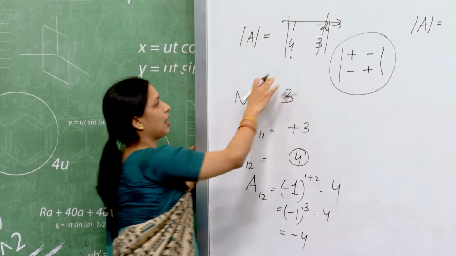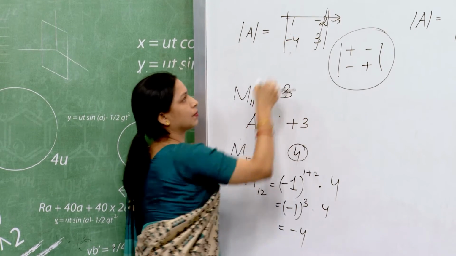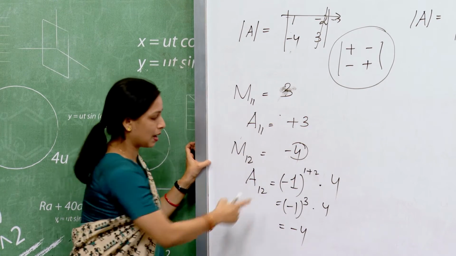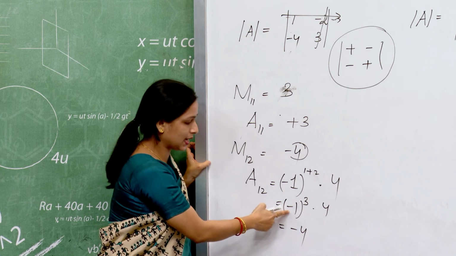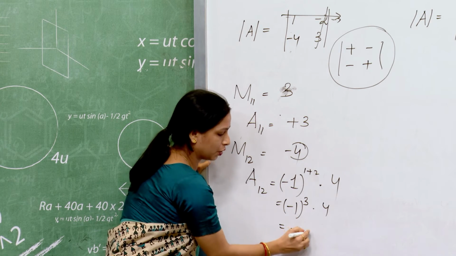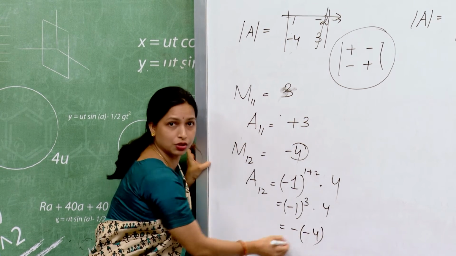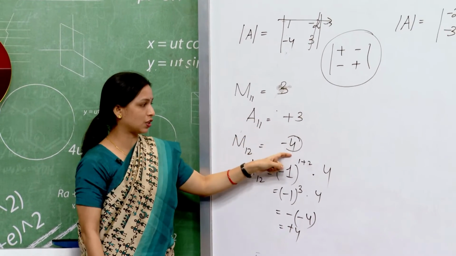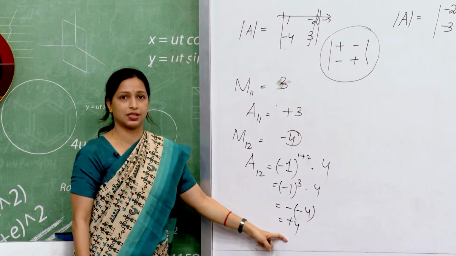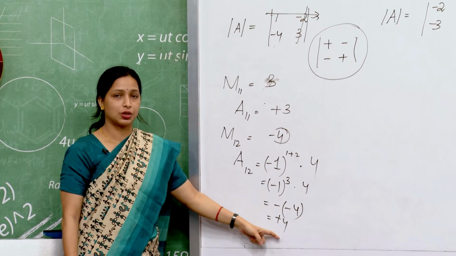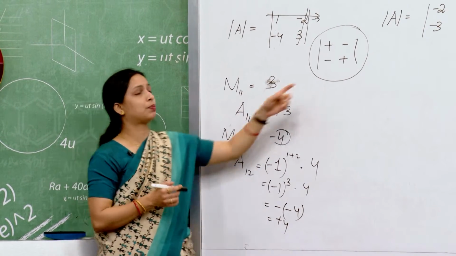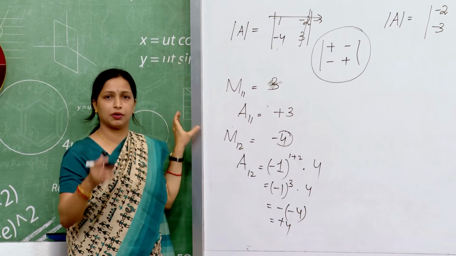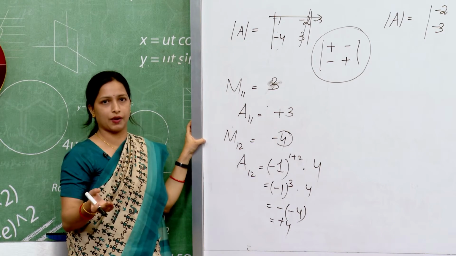Now, remember, if the minor had been minus 4, but the cofactor sign says minus, then it will turn to minus into minus 4, which is plus 4. So, the minor was minus 4, but the cofactor has changed its sign to plus 4. So, that is why we must remember the positional signs of the elements, right. So, first we need to find out the minors and then the cofactors, right.